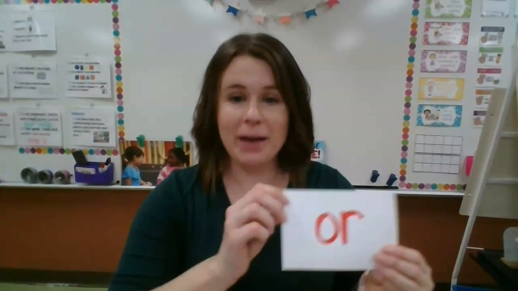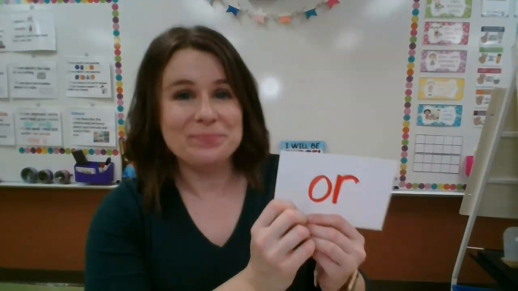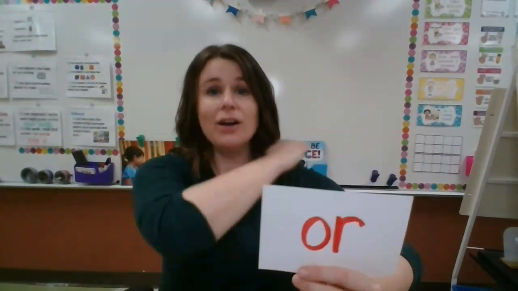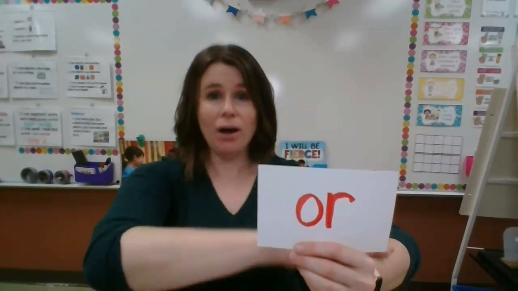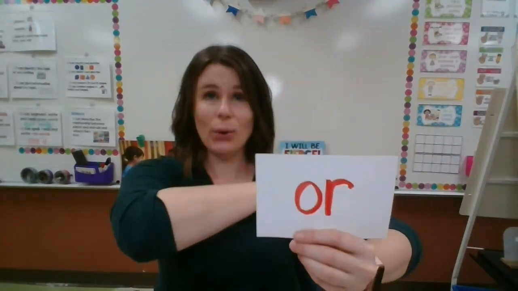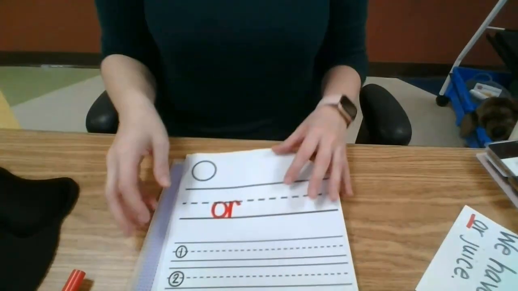You can either look at the word that you just wrote, or you can look at my card, but make sure you are looking at the letters as you're saying them. Let's arm tap it 3 times. O, R, or. Again, O, R, or. Last time, O, R, or. Nice work.